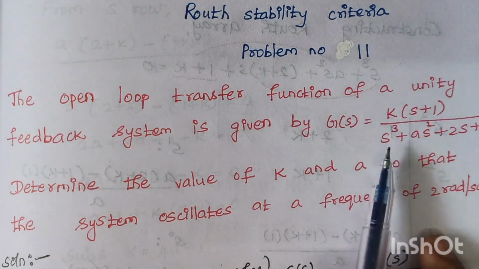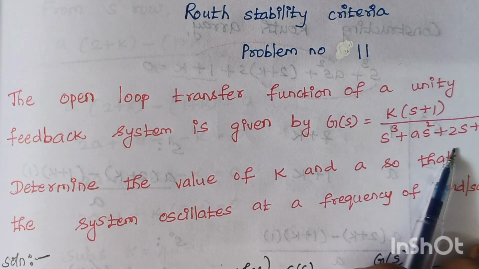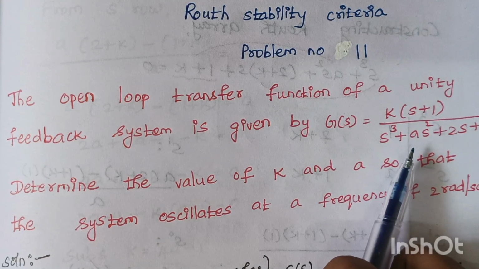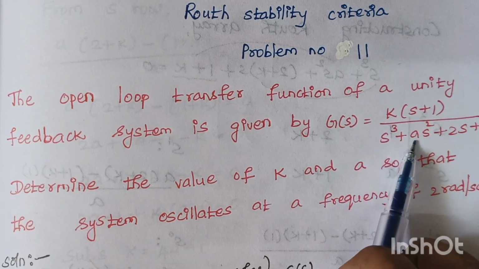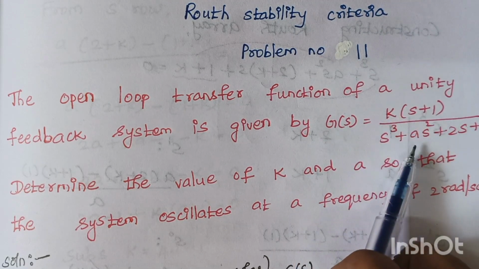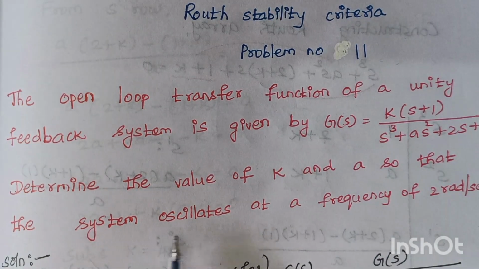So here the open loop transfer function is given. When you look at the transfer function, it has two constants. One is k and another one is a. So we have to find the value of k and a so that the system oscillates.